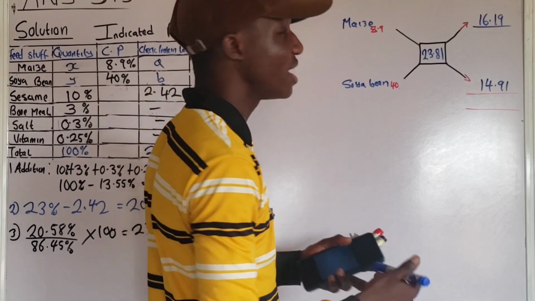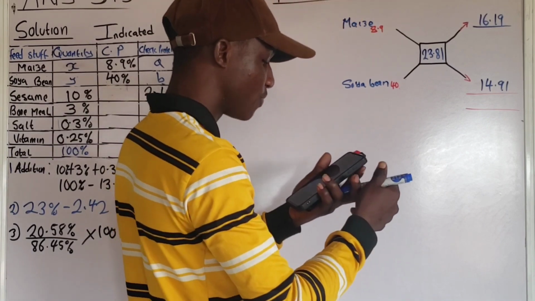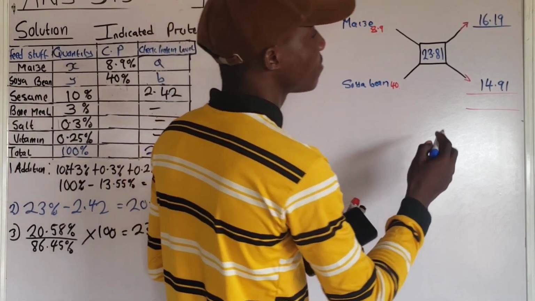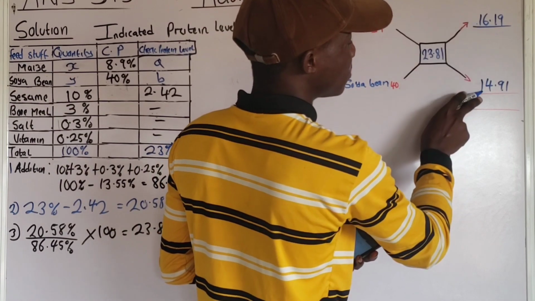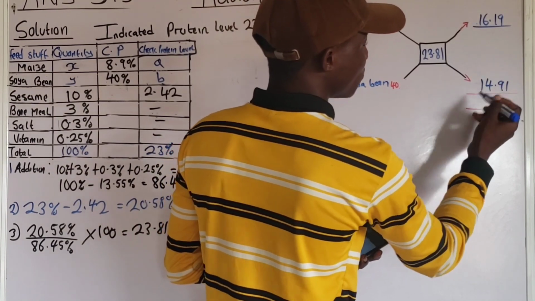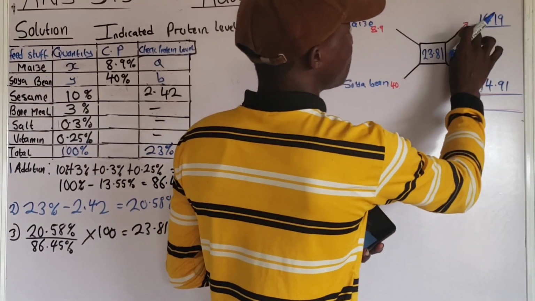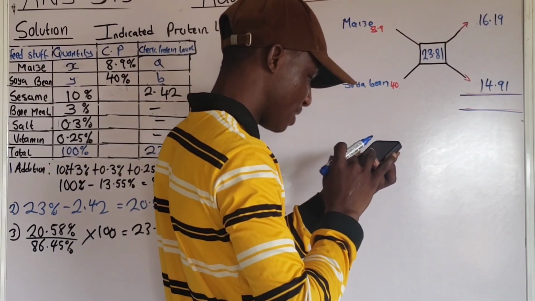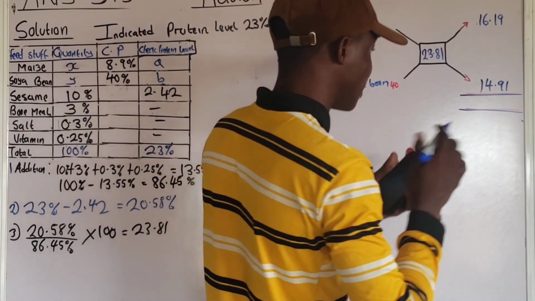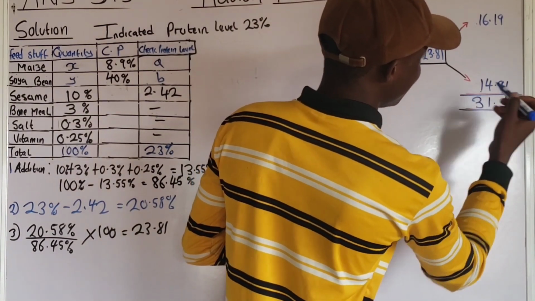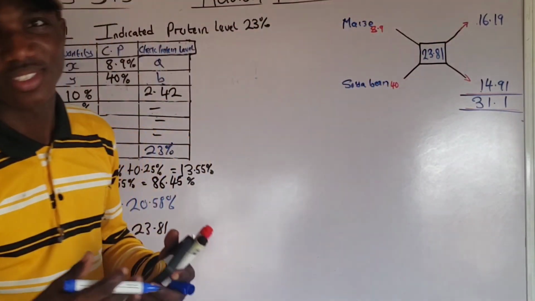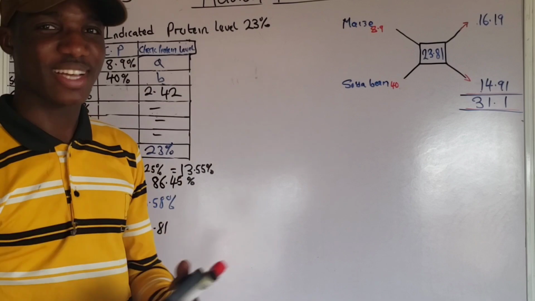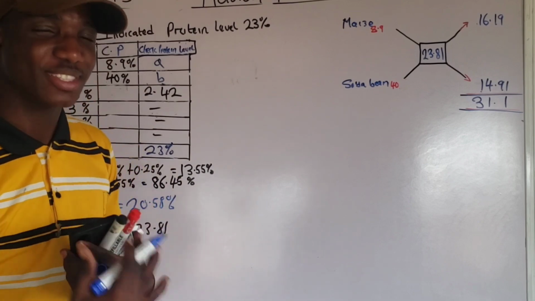Okay, so now having gotten both values, the next step is that you add the value that you have here and the value that you have here to get the value that is going to be here. Sum these values together, 16.19 and 14.91. That will be 31.1. So I'm going to have 31.1 here. Please, this thing is simple, okay? I just wanted you to understand. That's why I try to break it down, okay?